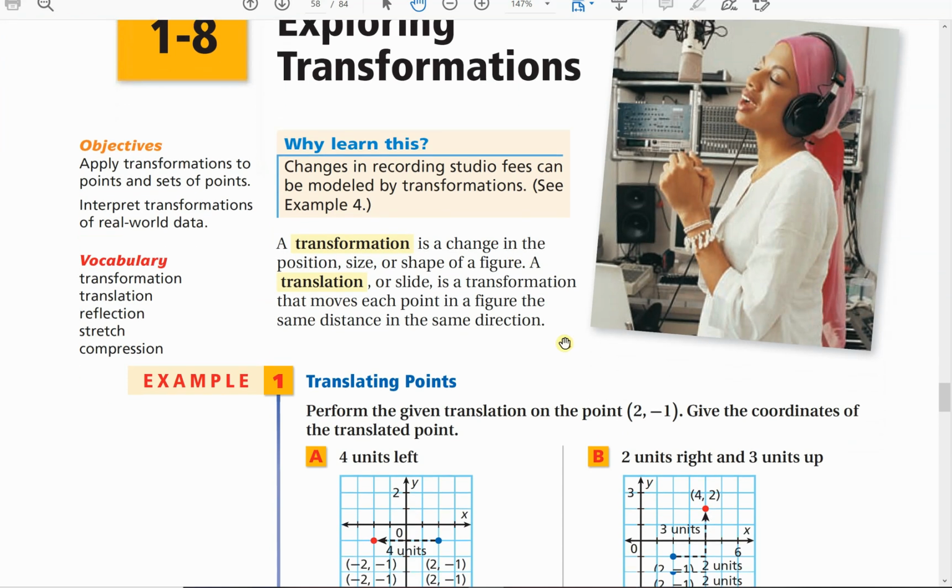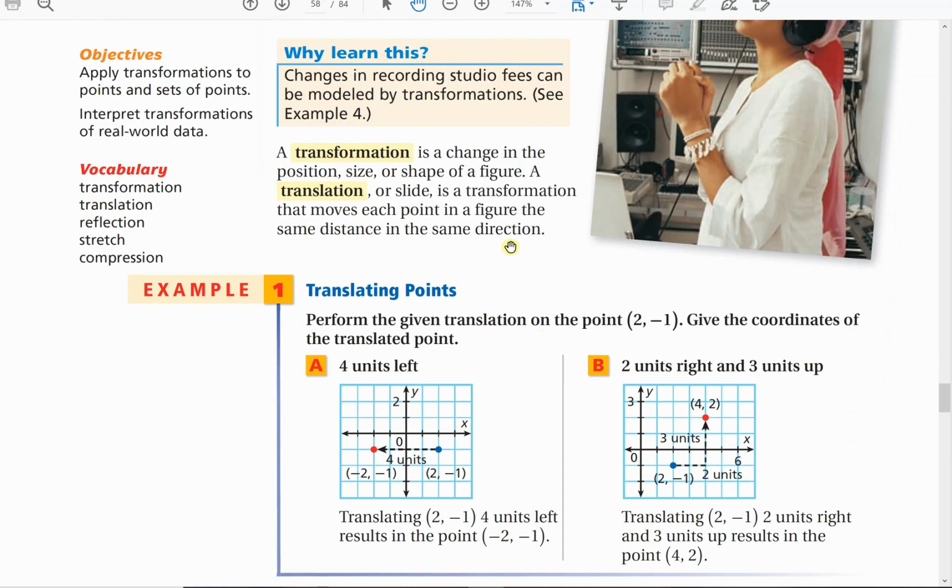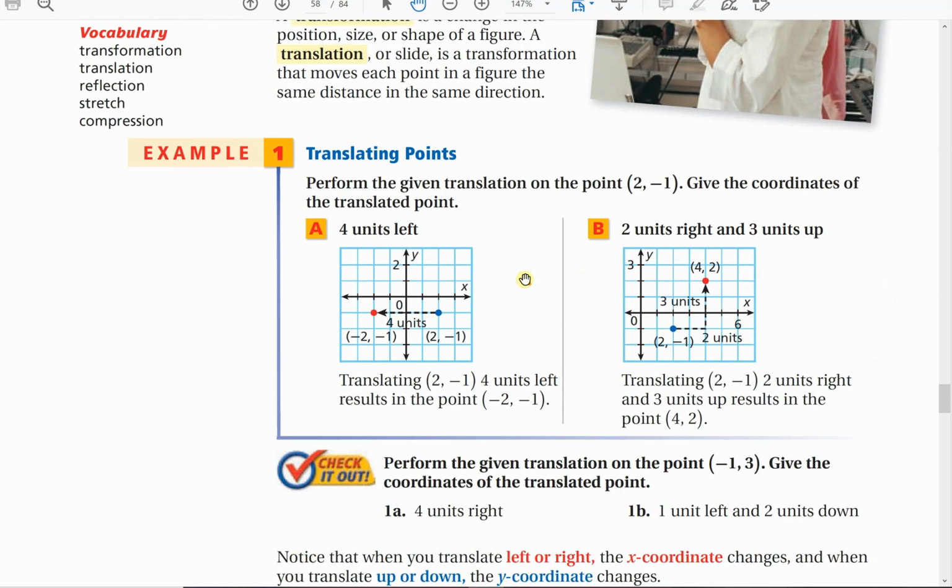So probably the easiest one to talk about is a translation. And a translation, or a slide, is a transformation that moves each point in a figure the same distance in the same direction. So basically, if I want to take this point 2, -1 and I want to move it 4 units left, I'm just going to slide it over 4 units, just like the name. And so from 2, -1, it goes to -2, -1.